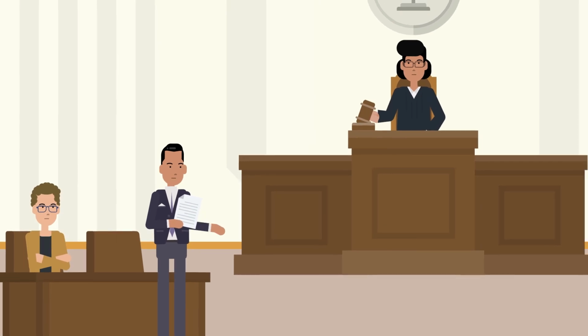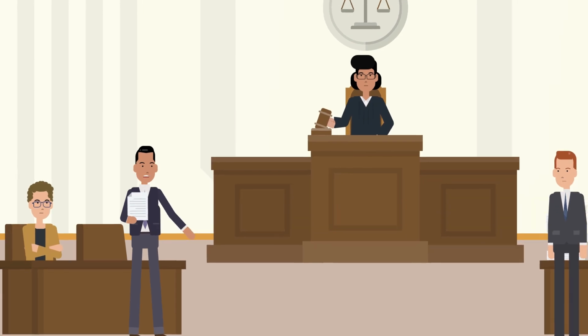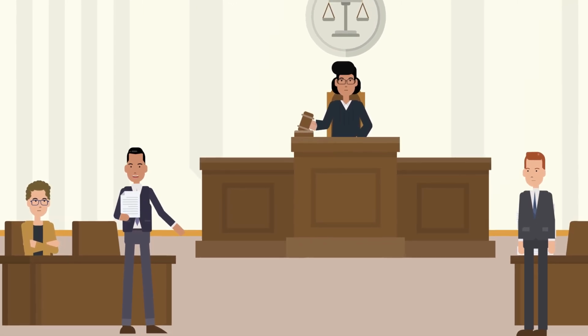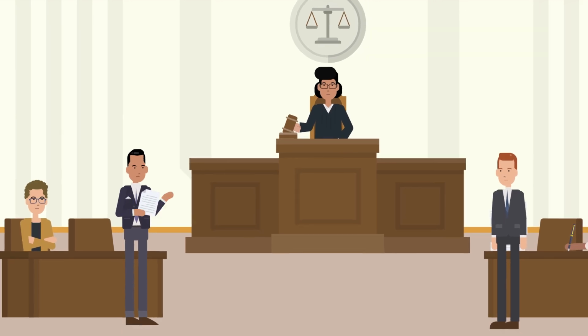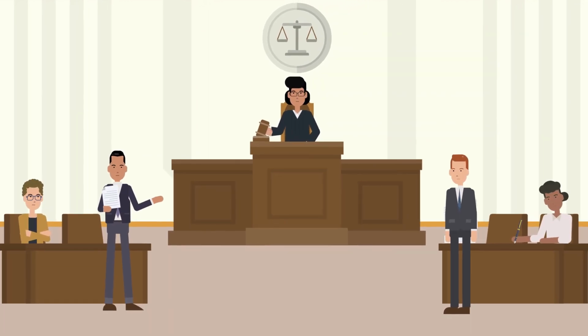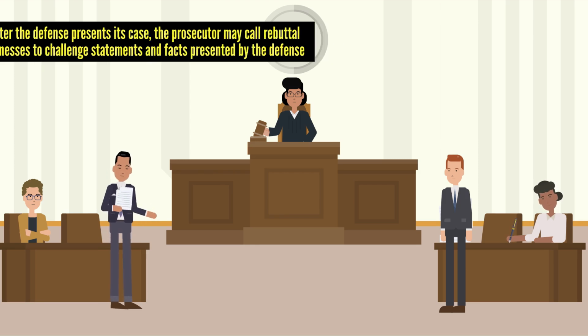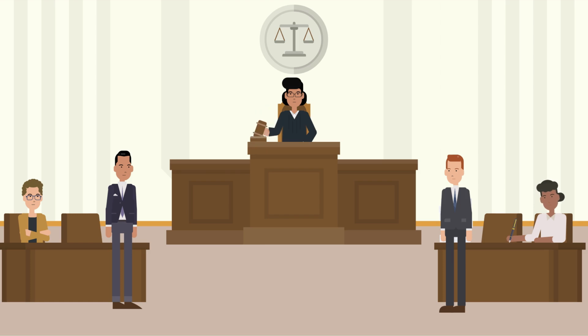Following the prosecution's case, the defense has the opportunity to present its evidence. Depending on legal advice, the defendant may or may not testify. Like prosecution witnesses, defense witnesses are subject to cross-examination by the prosecutor. After the defense presents its case, the prosecutor may call rebuttal witnesses to challenge statements and facts presented by the defense. At the trial's conclusion, both prosecution and defense attorneys make final arguments to the judge or the jury.